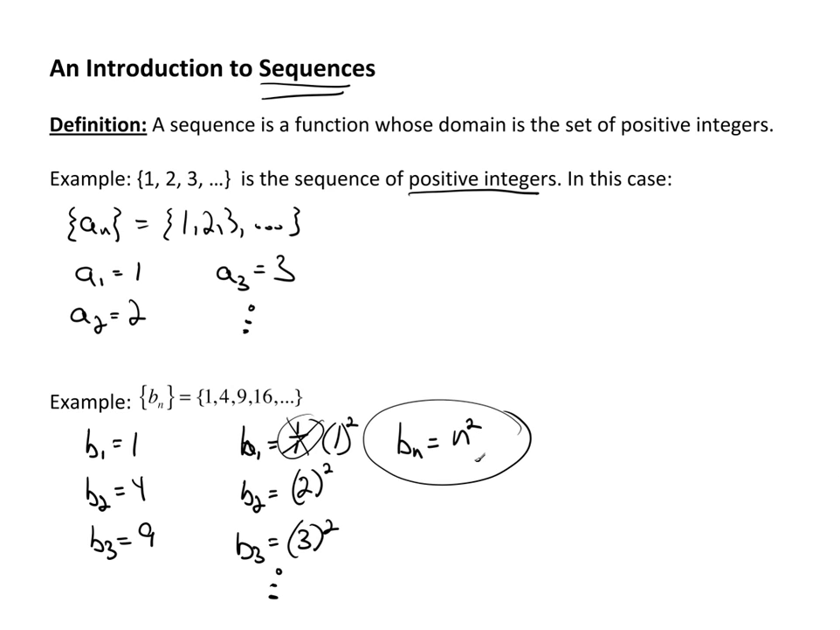Now, using this type of idea, I can come back up here and say that a_n is actually equal to n. So now I have both of these sequences, a_n and b_n, defined in terms of n. If I want to know up here what a_27 was, clearly that's just 27. Down here, if I want to know what b_27 is, that's 27 squared. So these are two examples of some pretty simple sequences.